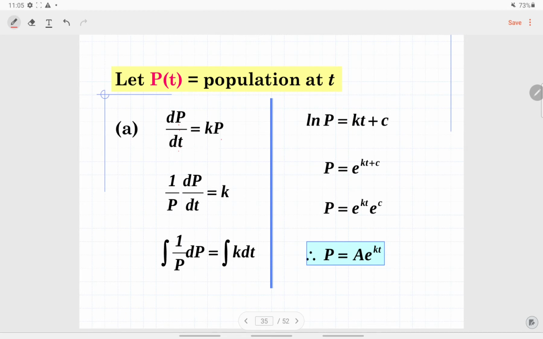And then we separate the variable p to the left hand side: 1 over p dp over dt equal to k. We can bring dt to the right hand side. Integrate 1 over p, we have ln p equal to integrate k, we get kt plus c, the constant. So multiply both sides with exponential, we get p equal to exponential kt plus c, which will be a multiplication of exponential c. Therefore p equal to, we let this one be a, exponential kt.